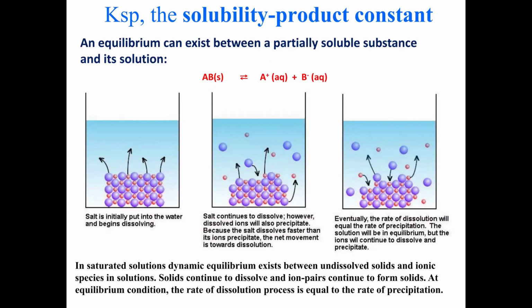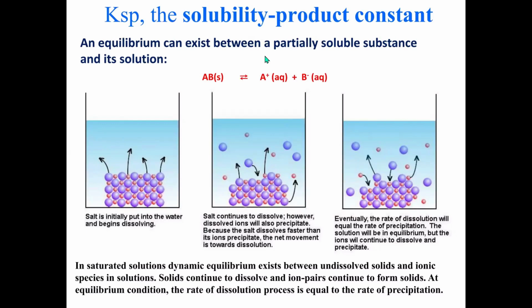For example, here we have solid AB, which dissolves to produce A positive ion in aqueous solution plus B negative ion, that is, both cations and anions. The solubility product is equal to the concentrations of these individual ions. That is how we measure it. This equilibrium position usually exists when you have a partially soluble substance and its solution.